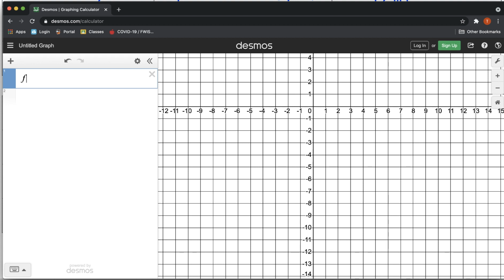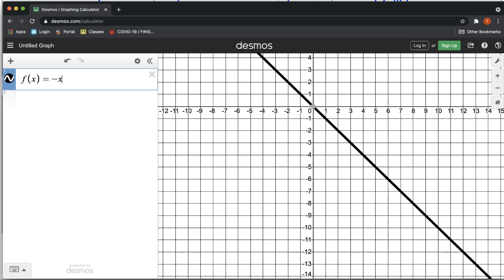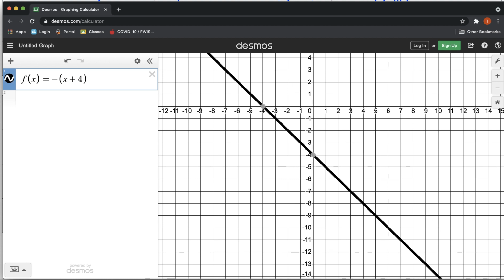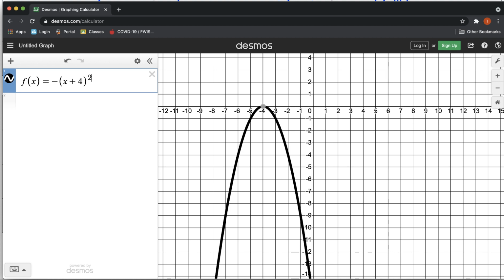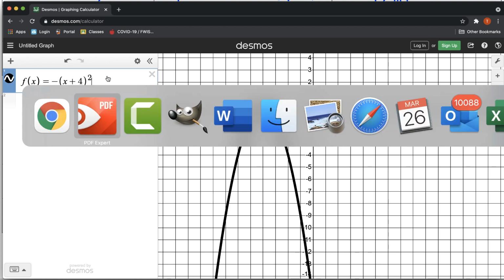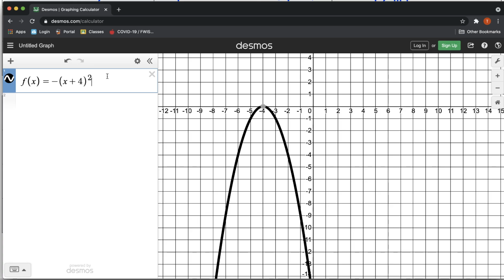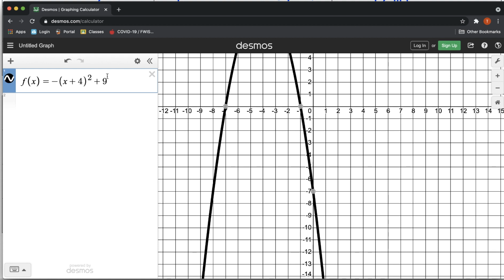I'm going to write f of x equals negative x plus 4, shift 6 to the second power, and then plus 9. Okay, I'm going to change this so we can see it a little better. Blue? No, let's make it red. Okay.